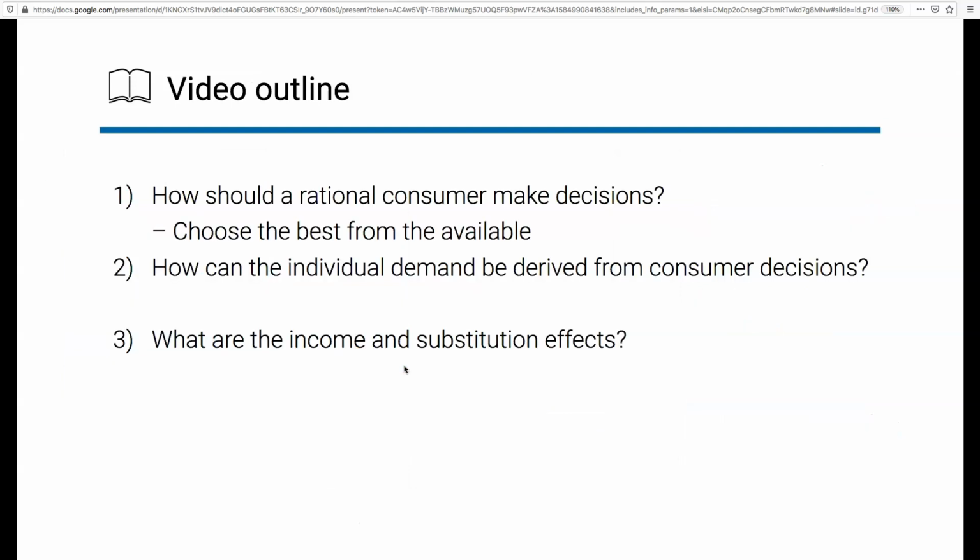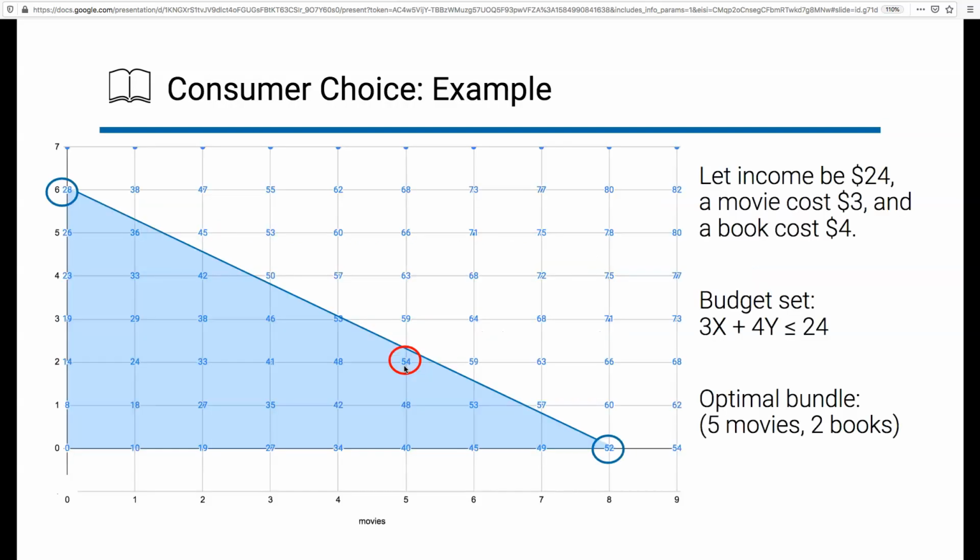Summarizing the answer to the first question: choose the best alternative from the set of all the available alternatives. Carve out your budget set and then circle the alternative that gives you the highest utility within the budget set. This is what we've just done. This is how a rational consumer should make decisions.